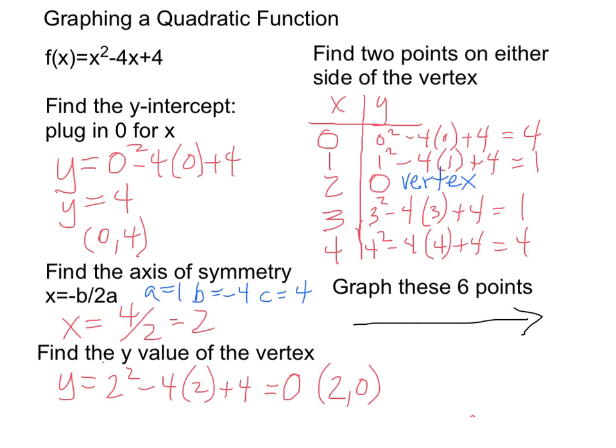And so I plug in 0 for x and I get 4 for y. I plug in 1 for x and get 1 for y. Plug in 3 for x and I get 1 for y. I plug in 4 for x and I get 4 for y. And now I can graph these points. The y-intercept is actually one of the points from the table, so we'll graph the 5 points.